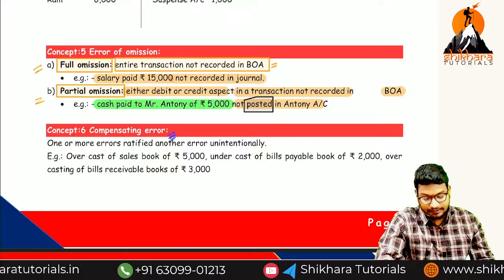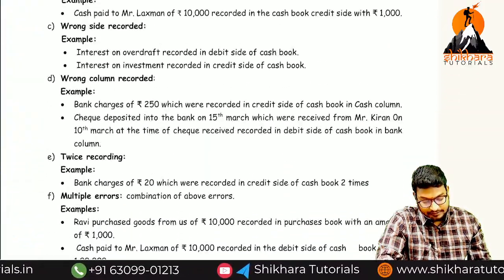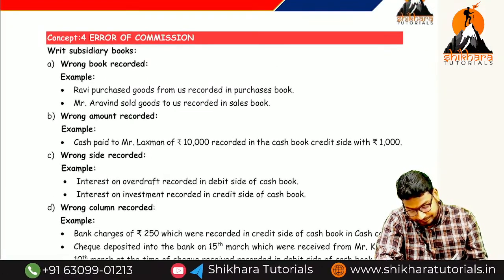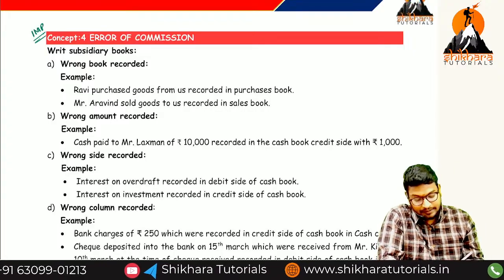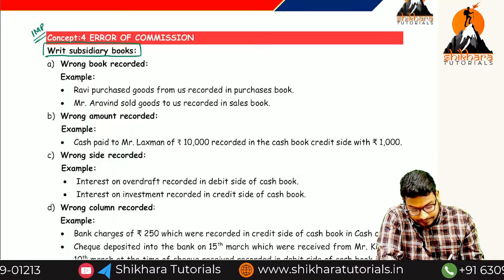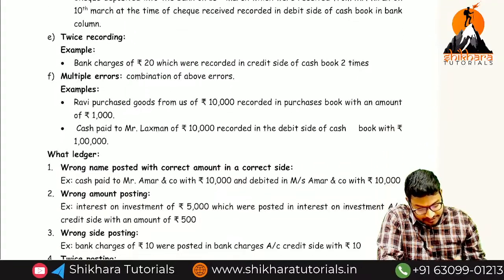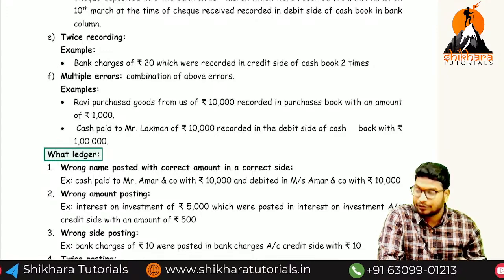Now we are going to see another type of error: error of commission. This is the most important error. Error of commission with respect to subsidiary books and error of commission with respect to ledger. So they are further classified into 2 parts.